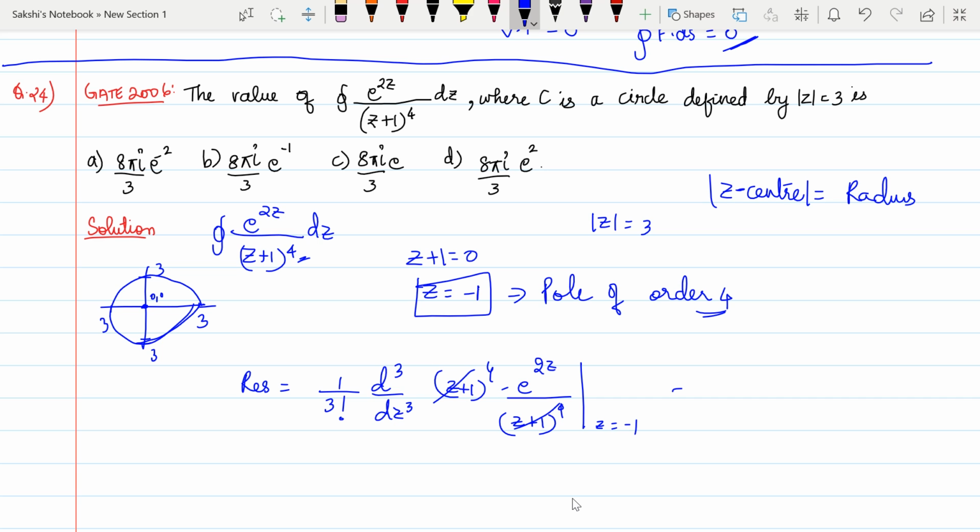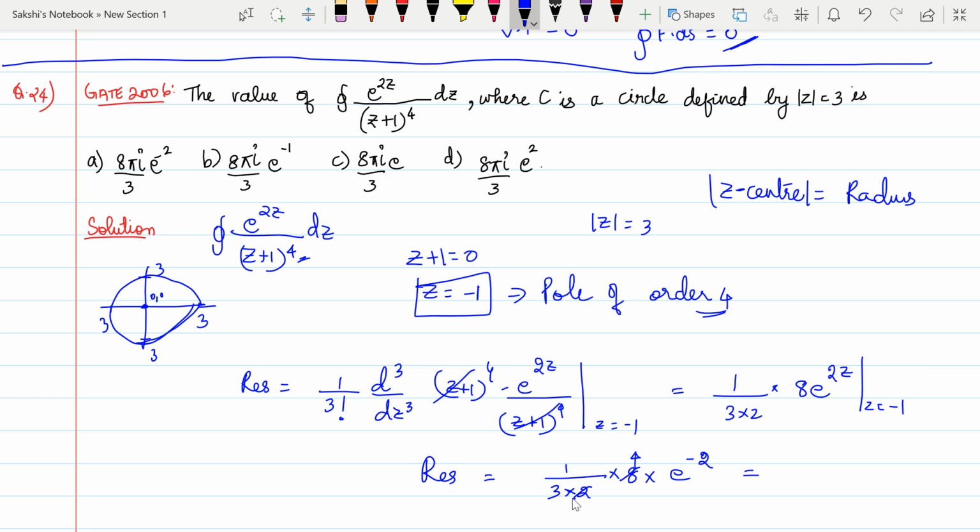So when I differentiate this, e power 2z thrice. When you differentiate e power 2z once, you're going to get 2 e power 2z. Do the same process 3 times, you're going to get 2 into 2 into 2, that is 8 e power 2z at z is equal to minus 1. So when I perform this, 1 by 3 into 2 into 8 into e power minus 2.